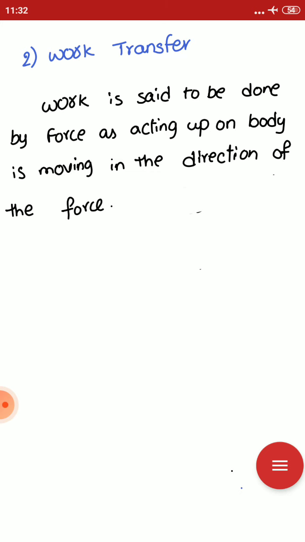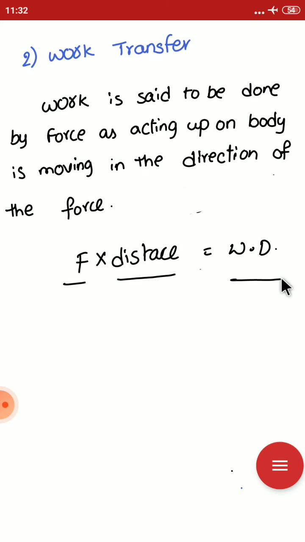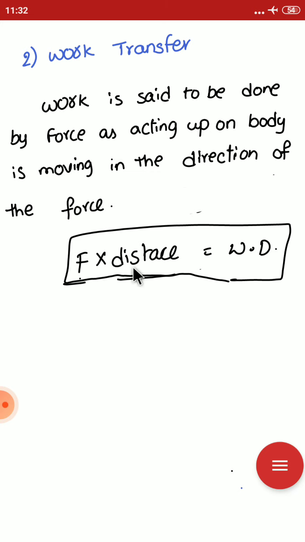There are other forms of work that can be identified, which we will discuss later. The product of force and distance is the work. The product of force and the distance moved parallel to the force is the magnitude of the mechanical work done.